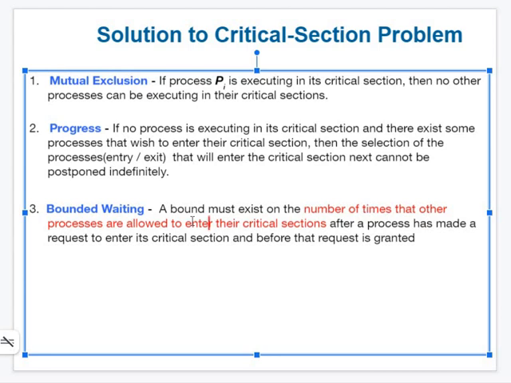A semester itself is hardly 4 months. You cannot keep the textbook for more than 4 months, like that concept. There should be bounded waiting. He cannot be made to wait 8 months, 6 months, 1 year, etc. He should get the resource on time.